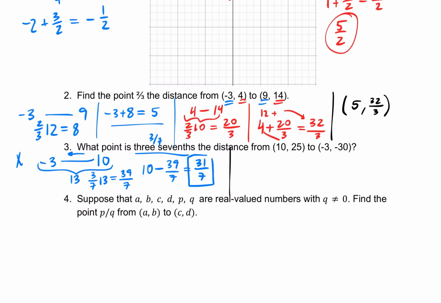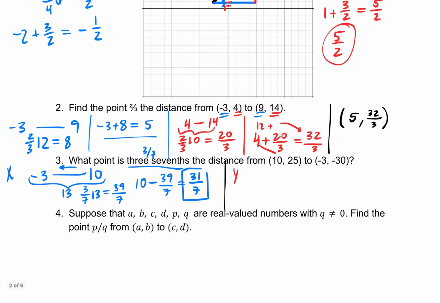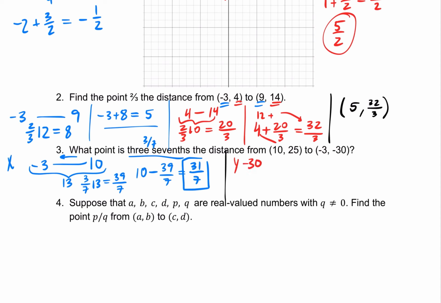And the same thing in the y direction. I'm going to do something very similar. I'm going from 25 to negative 30. So I'm going backwards again. Negative 30 to 25, the distance they are apart, that's 55. And then 3/7 the distance of 55. 3 times 55 is what I meant to say. 50 times 3 is 150, so 165 over 7. If you don't know that, just do it in your calculator.